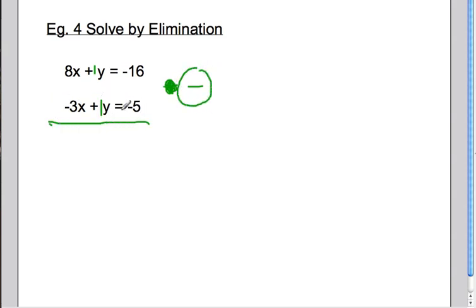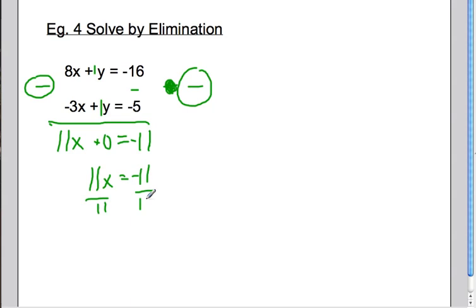Okay, and be very careful here. Remember, this is subtracting. So we're going to have 8 minus negative 3, which is like 8 plus 3. You get 11x. Okay, and then 1y minus 1y, that's 0, of course. And remember, this is 16 minus negative 5. 16 minus negative 5 is like 16 plus 5, which is going to give me negative 11. So we've got 11x equals negative 11. So of course x has to be equal to negative 1. Okay, so that's half of our solution.